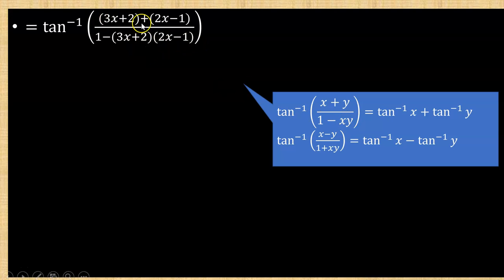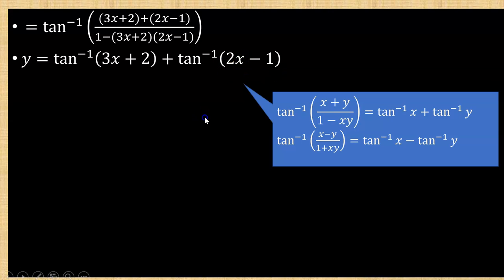That is 3x plus 2 plus 2x minus 1. So we can apply this formula here, that is tan inverse of x plus y upon 1 minus x into y, or tan inverse of a plus b upon 1 minus a into b. And then we will have tan inverse of x plus tan inverse of y. Here, tan inverse of 3x plus 2 plus tan inverse of 2x minus 1.